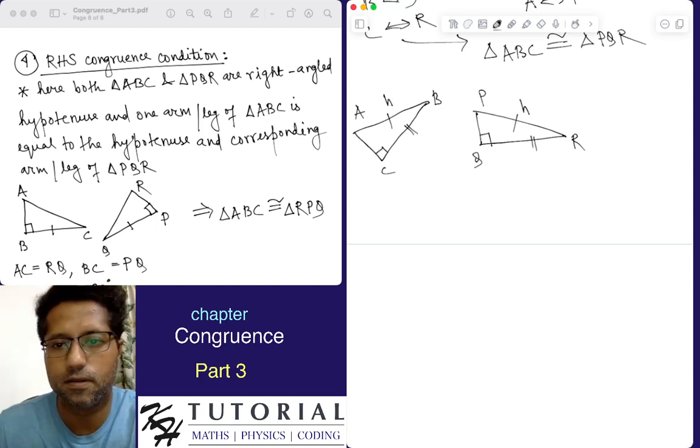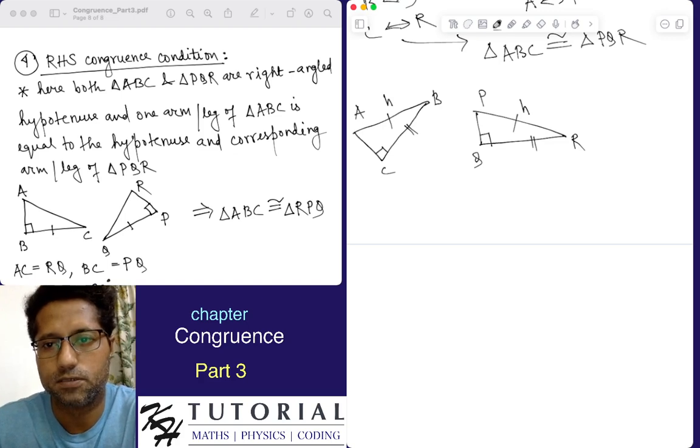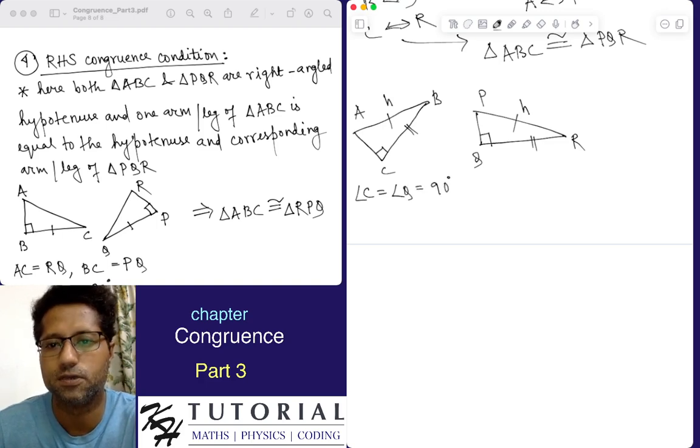So what is given? We know that the triangle ABC is right angled at C, and also the triangle PQR is right angled at Q, so we will have angle C equal to angle Q equals 90 degrees. That is the first information we have. And we also know that the hypotenuses of the two triangles are equal, so we will have AB equal to PR.